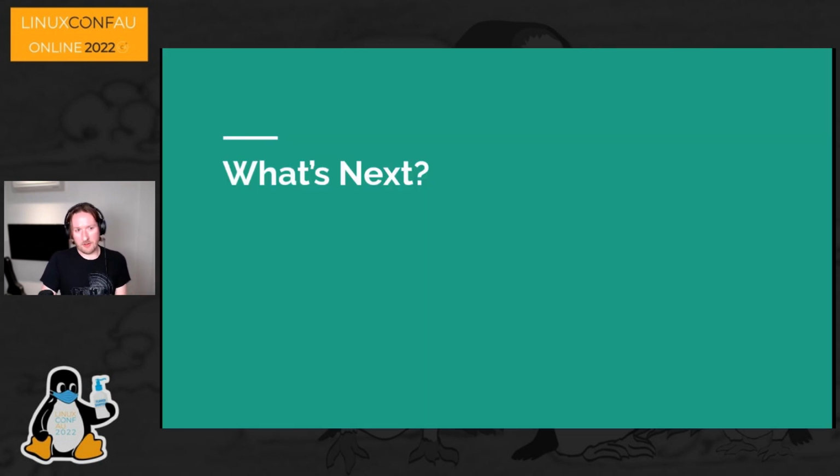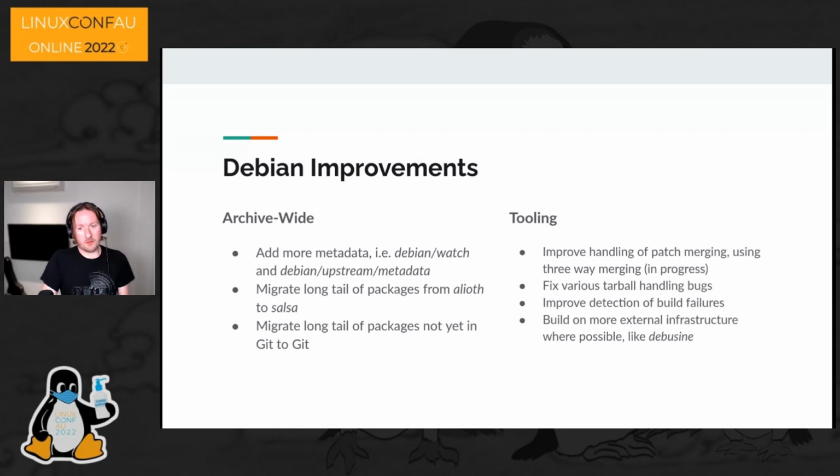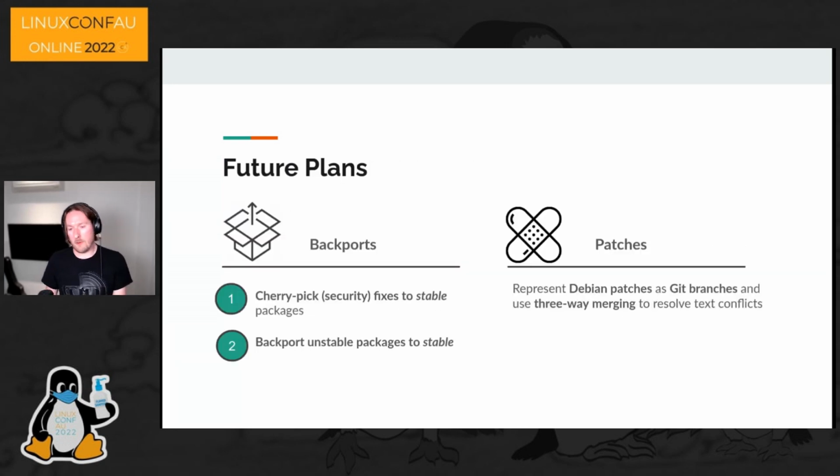And then, yeah, what's next? So there are a bunch of improvements that we still need to make in order to get more of the upstream imports to succeed. And then in the future, we'd also like to look at automating backports. So in particular, automating the cherry picking of security fixes to stable packages, as well as automating backporting of unstable packages to stable.